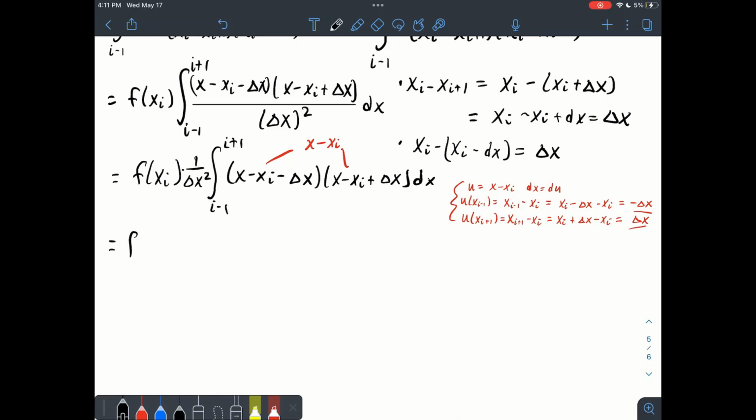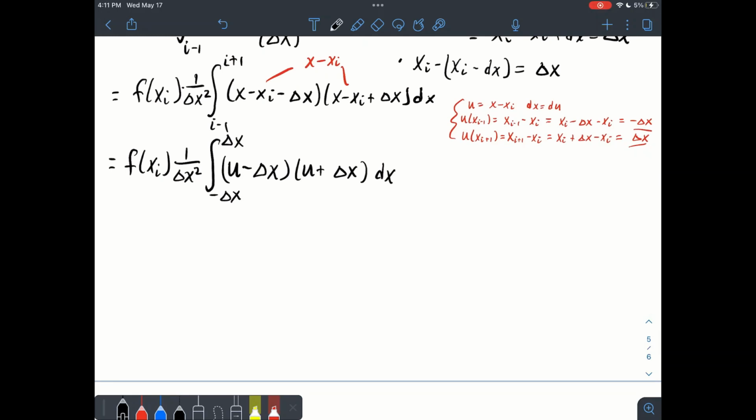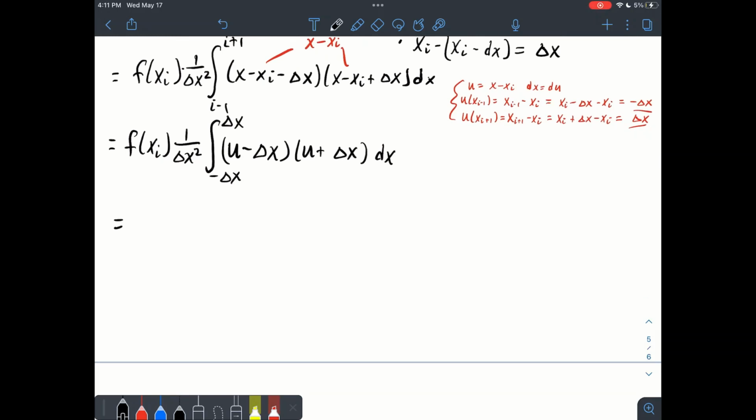So we have f of xi times 1 over delta x squared, times a new integral, which is the same integral as before, negative delta x to positive delta x of u minus delta x times u plus delta x dx. Okay, and then this is a lot easier because now we have a function multiplied by its conjugate, and so we get a quadratic that we can easily take the antiderivative of.